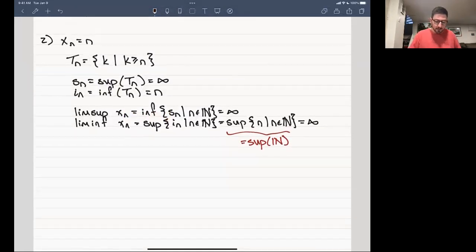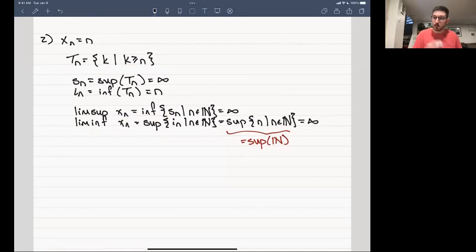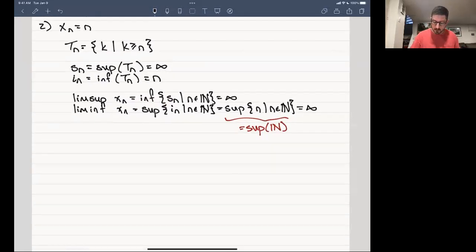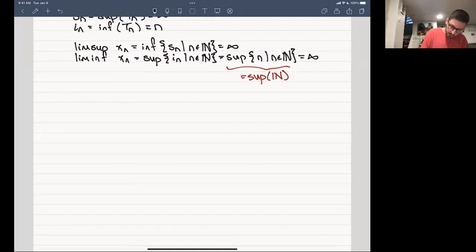So this thing is equal to infinity. So what we have here is a monotone sequence, right? It's increasing. And we know that it's converging to its supremum. That is, it's diverging to infinity. And now we can see that the lim inf and the lim sup are both equal to infinity in this case as well. All right, let's do one more example.